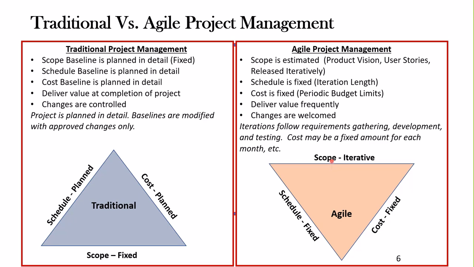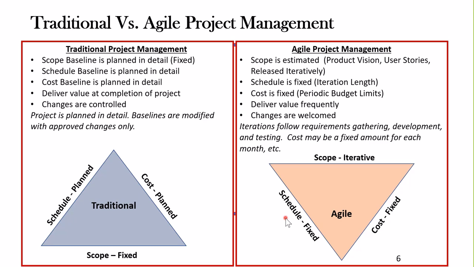The schedule might be fixed. I may do an iteration that's time boxed, and that iteration says I have 1 to 4 weeks generally, sometimes 8 weeks, depending on what you're doing and the method you're using. But it has a date tied to it. I will release that iteration on the date that's specified. So it's a fixed date. To do that, I may have to decrease the amount of scope that I'm going to deliver.